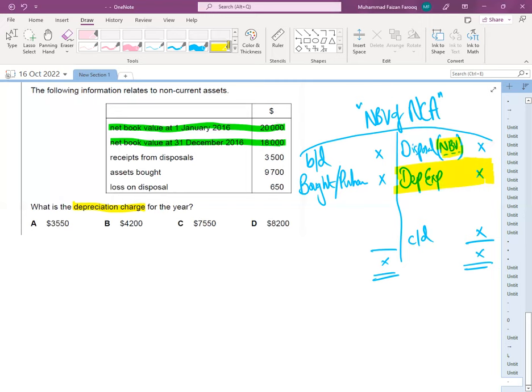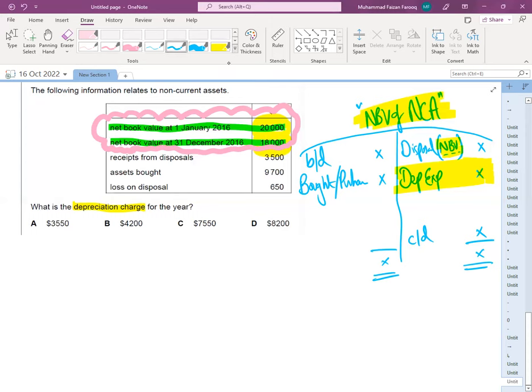Sir, so the disposal, will it be the receipt from disposal or the loss on disposal? No, this I will explain. First of all, make our minds clear that we use this format when we have net book values given in the question. You got my point first? That is when we have to use this format. Got it?